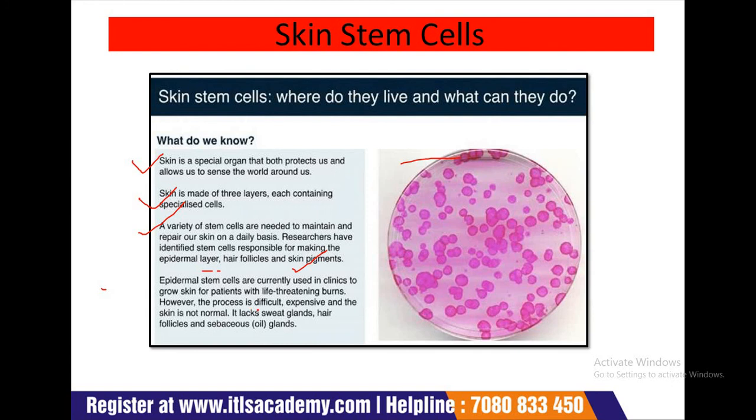However, the process is difficult, expensive, and the skin is not normal. It lacks sweat glands, hair follicles, and sebaceous glands. So the homeostatic function is carried out by skin stem cells that reside in the epidermis, the hair follicles, and the sebaceous gland, which proliferate in response to external signals. Researchers are currently working to develop methods to grow skin that contain more of the normal functional components such as sebaceous glands and hair follicles. This will make skin grafts more durable and natural looking.